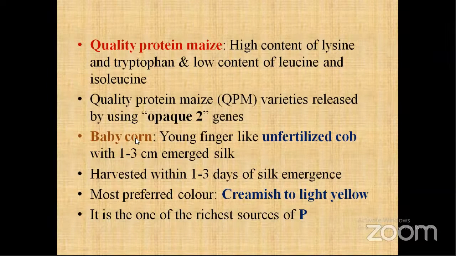Next one is baby corn. Baby corn is nowadays getting famous. Even curries are being prepared with baby corn. It is a young, finger-like, unfertilized cob. You remember, baby corn is an unfertilized crop.